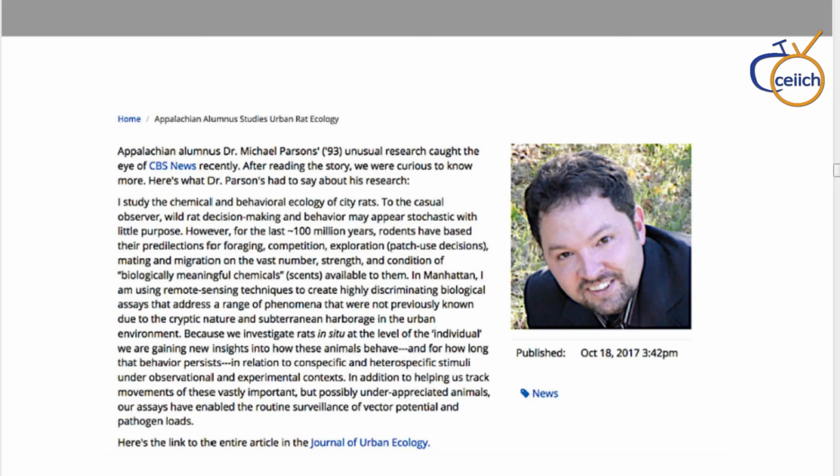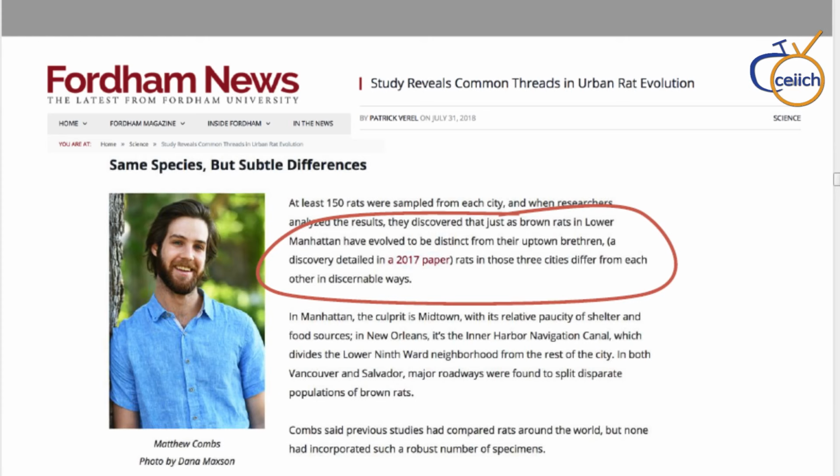Another program of research is carried out by this gentleman, Matthew Combs, who's at Fordham, and he has looked at the genetics of rats. He's indicated how within a single city, you might have the same species of rats, but there are variations within, and those variations are geographically distributed. In this study in 2017, he showed that there was a distinctness between uptown rats and lower Manhattan rats. Of course, journalists found that quite funny: the uptown rats are very fancy, and the downtown rats are pretty scuzzy. But he carried out this research in other American cities and showed a similar pattern, that there's a distinctiveness between rats within the same city.